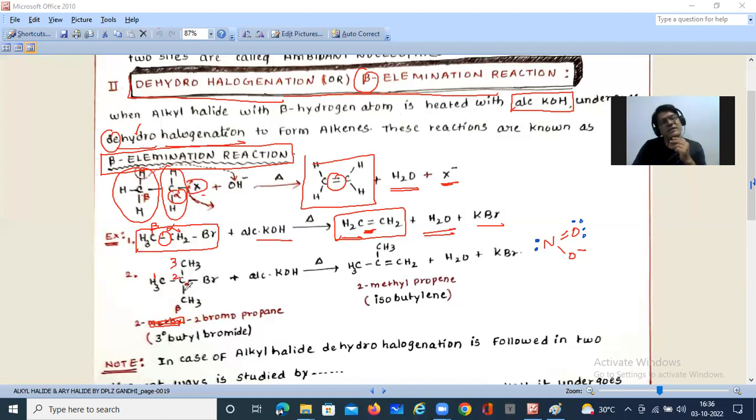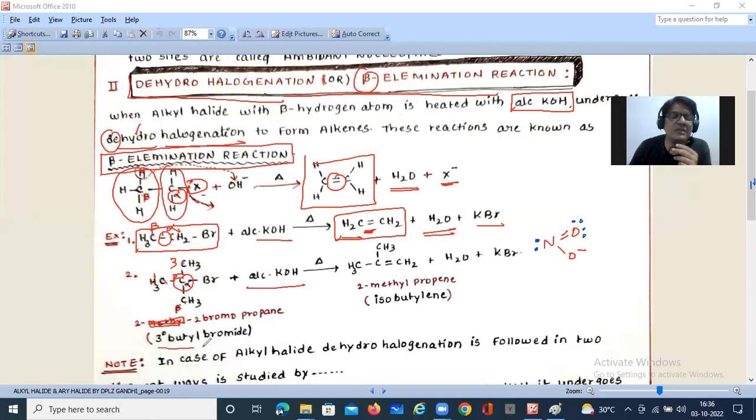So simply we can say this is tertiary: 1, 2, 3, 4, four carbons. So tertiary butyl bromide. That means, according to this one, whenever it reacts with alcoholic KOH solution, this is the alpha carbon, right? This is the alpha carbon, and those are the beta carbons: 1, 2, 3. So three beta carbons are there.